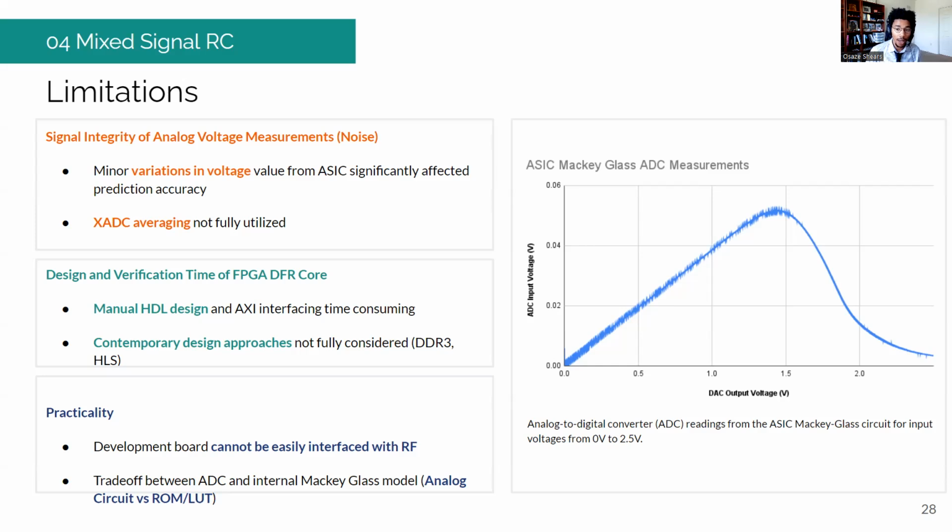So this problem in general affected the prediction accuracy for both of the tests that we tested. I think one of the ways that this can be resolved, which was not fully explored yet, is using the XADC averaging. So in this way, maybe we can have the output of the ASIC be a little bit more stable as we read it back, since we're averaging up to 256 different samples over time. Additionally, some other limitations of this approach are the design and verification time of the DFR core that was implemented on the FPGA. The main reason for this is because when designing this from hardware directly using VHDL or Verilog, you're prone to run into a couple of different issues.